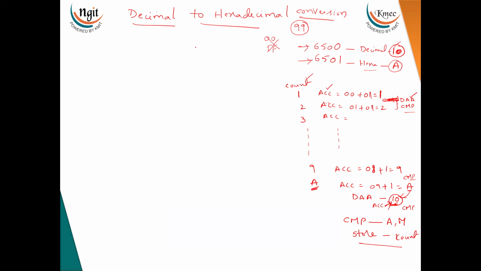Now what is the program for this? Now first, initialize the memory location with the HL pair, H L comma. So now HL is pointing to the first location.